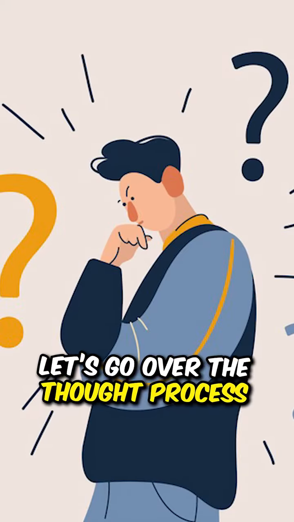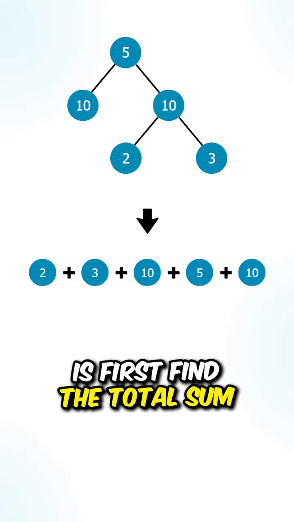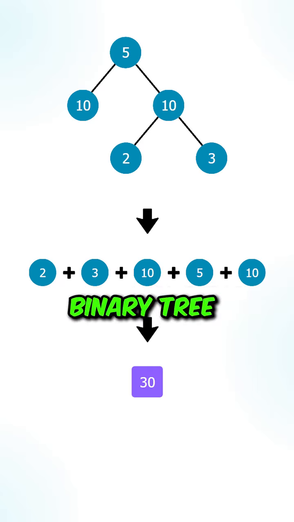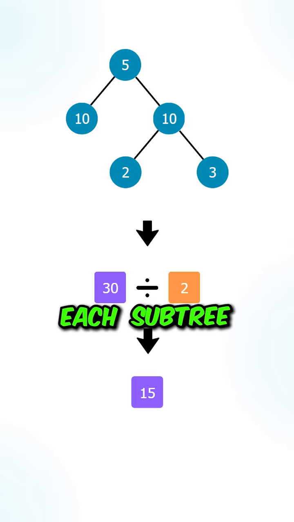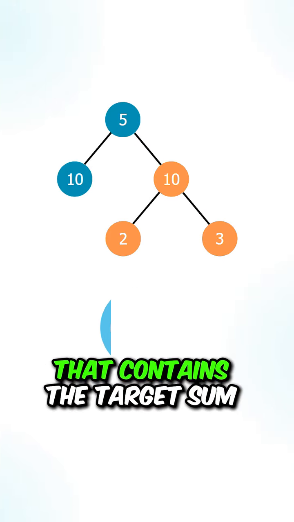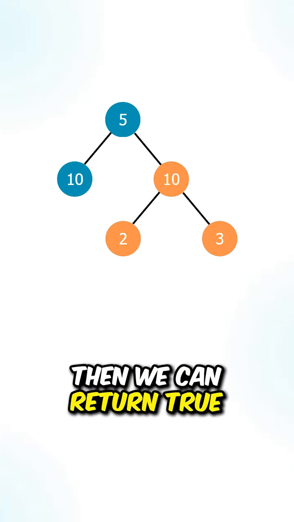Let's go over the thought process. What we can do is first find the total sum of all of the nodes inside the binary tree. Then we can divide the sum by 2 to know the sum of each subtree. Now, if there's a subtree that contains the target sum, then we can return true.